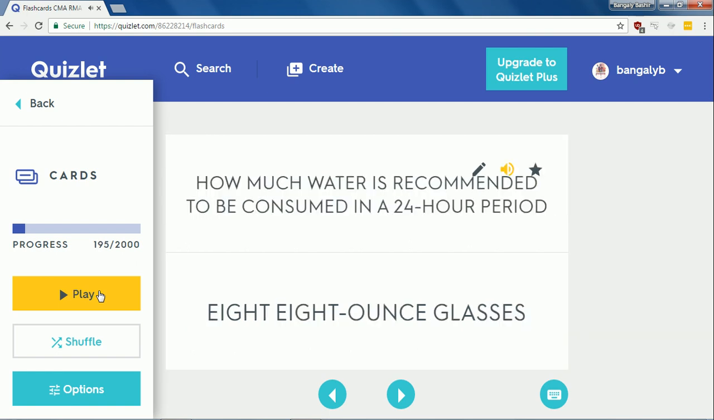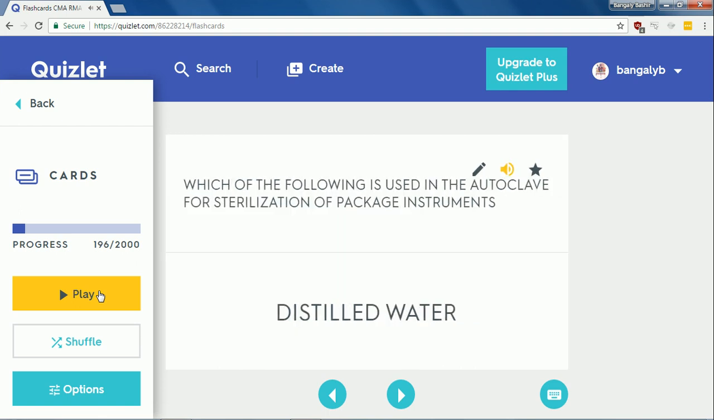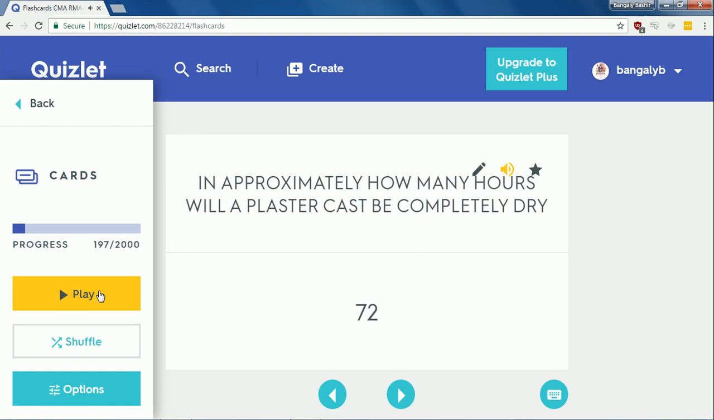How much water is recommended to be consumed in a 24-hour period? Eight 8-ounce glasses. Which of the following is used in the autoclave for sterilization of packaged instruments? Distilled water. In approximately how many hours will a plaster cast be completely dry? 72.